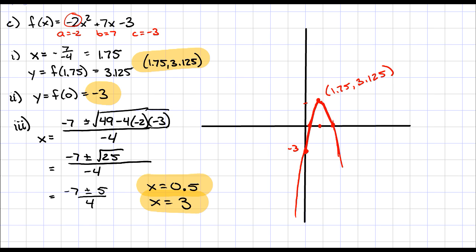Again, I apologize, this sketch is not terrific. It's a little hard to draw on this thing. And I'm going to label those points, those x-intercepts. That's 0.5, and this is 3.